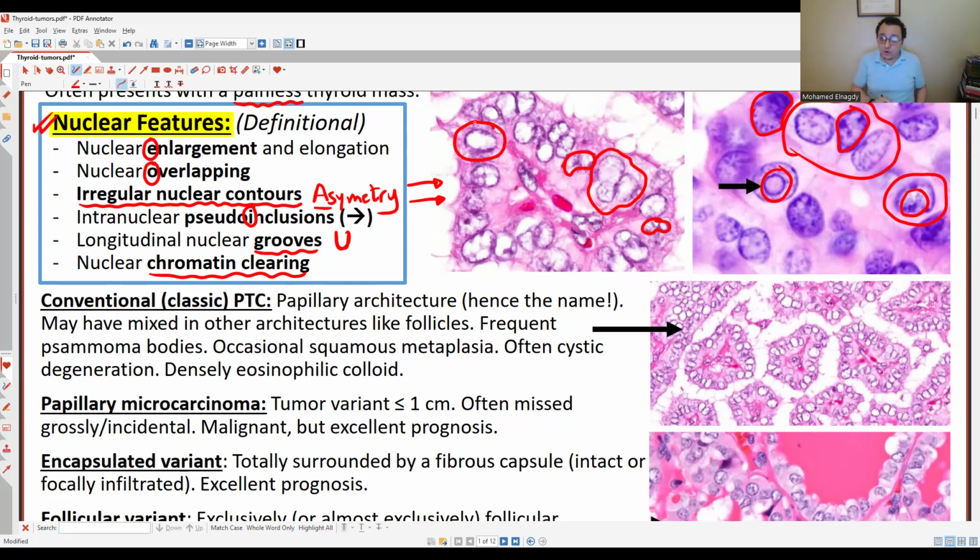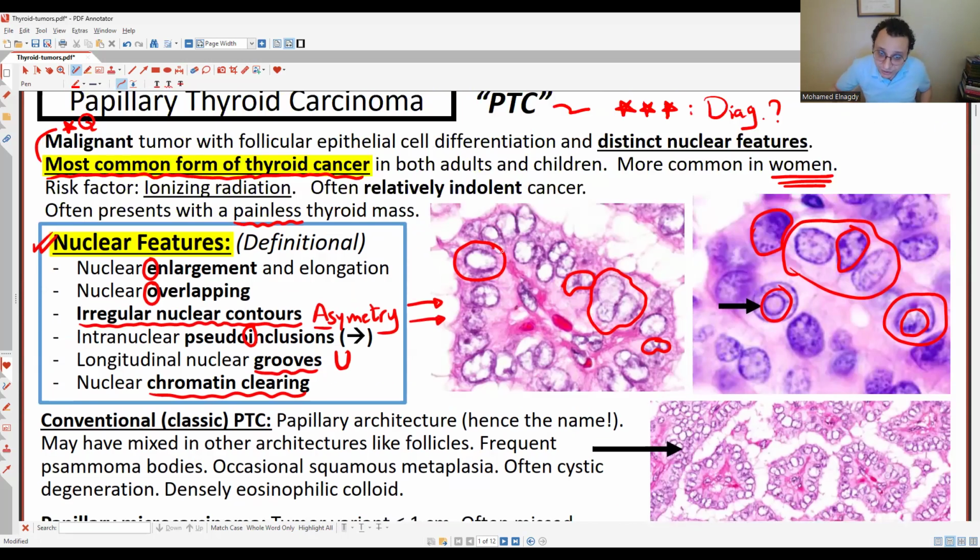Sometimes they call this Orphan Annie nuclei. Yes, it's Orphan Annie nuclei. Orphan Annie, I think, is a cartoon character, but we as Egyptians never knew about Orphan Annie.